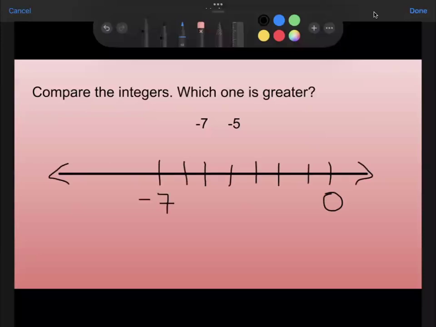And then -5 would be 5 units away from 0 on the negative side. So 1, 2, 3, 4, 5. That would put it right about here. But on the number line, the numbers furthest to the right are the numbers that are greater, because numbers get greater as we move to the right. So that means -5, since it's to the right of -7, is greater than -7. So we're going to make that symbol open up to the -5. -7 is less than -5.